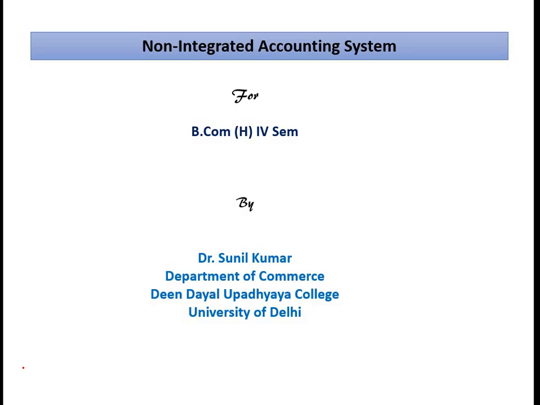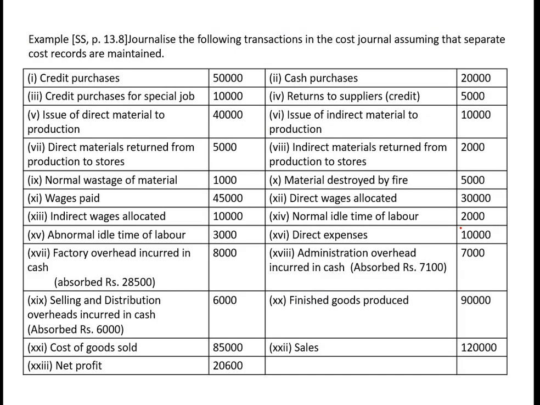So let's start. This question I have already shared with you on your WhatsApp group, and it is also available on our Google Classroom. This question is from Surinder Singh book. Journalize the following transaction in the cost journal, assuming that separate cost records are maintained. So separate costs are maintained means to say non-integrated accounting system is being followed.